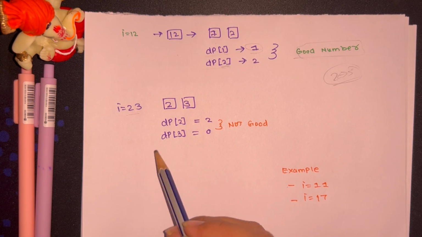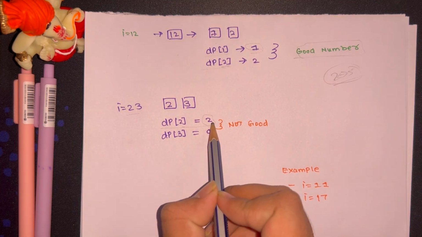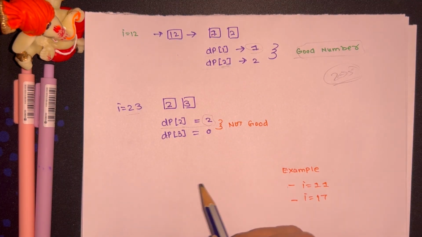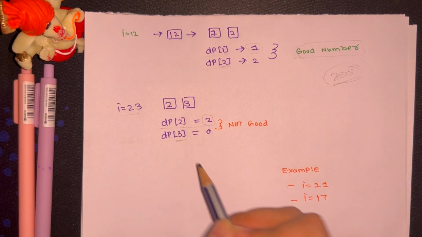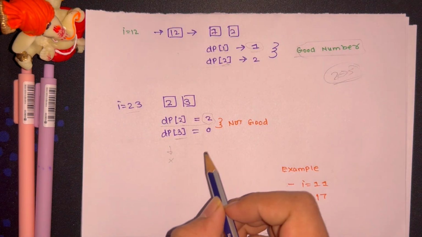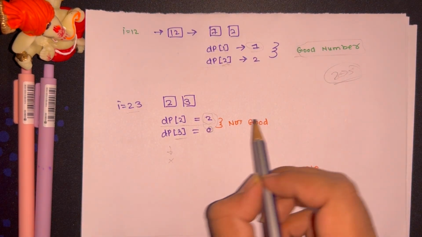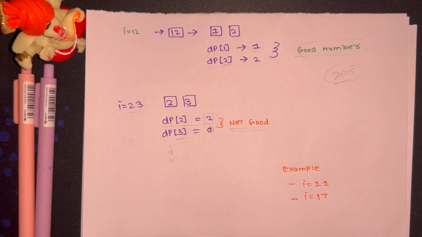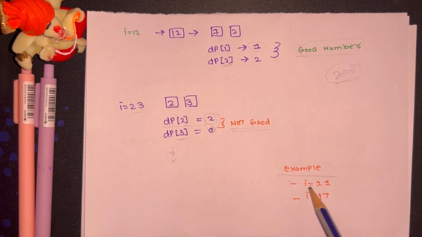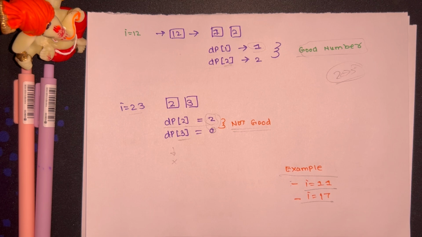For 2, 3, DP of 2 will give us 2 because it's a valid number and we can swap 2. For 3, it is not a valid number at all, so we'll just represent it as 0. Okay, so combining these two, we'll get a not good answer. Similarly, you can do it for i equal to 11, i equal to 7 to understand this problem more.